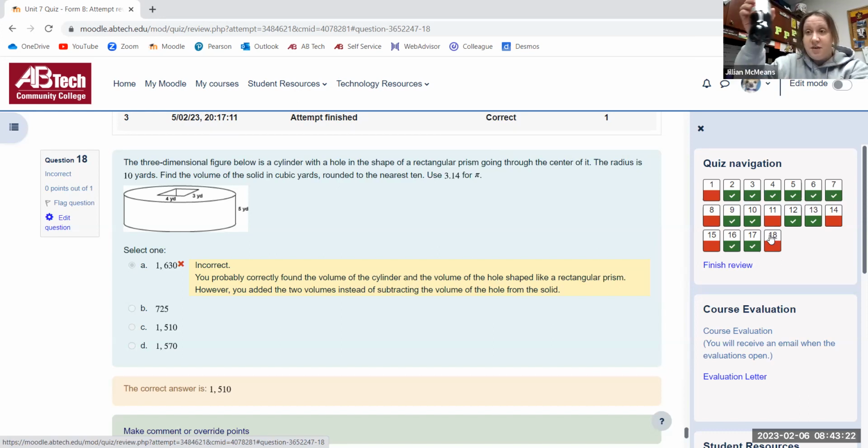Hold on. Let me get another boost in my Diet Coke. To be clear, there's no such thing as a rectangular triangle.